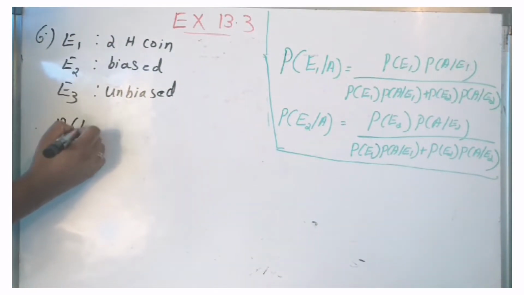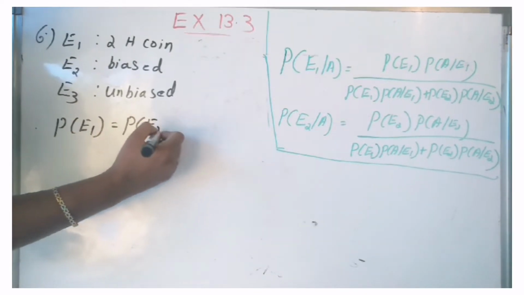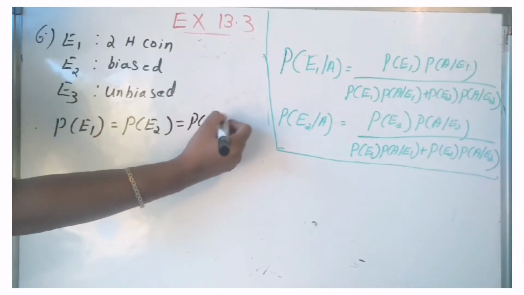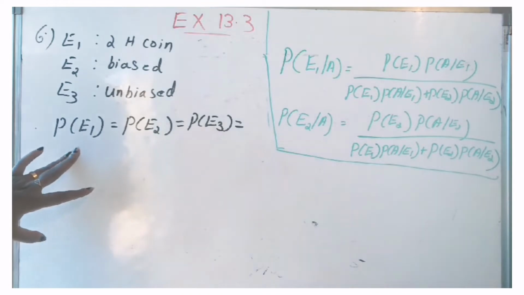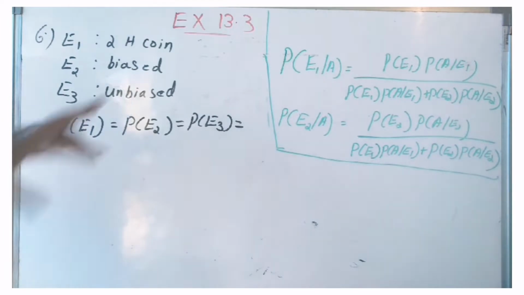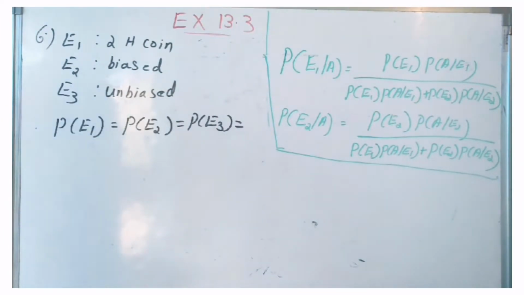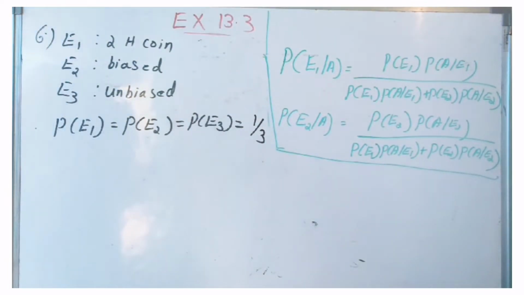Actually, we have P of E1 is equal to P of E2 is equal to P of E3. That means we have three events, and we have total three coins. Selecting the first coin, the probability is 1 by 3, selecting the second coin, the probability is 1 by 3, and selecting the third coin, that is also 1 by 3. So P of E1 is equal to P of E2 is equal to P of E3 is equal to 1 by 3.